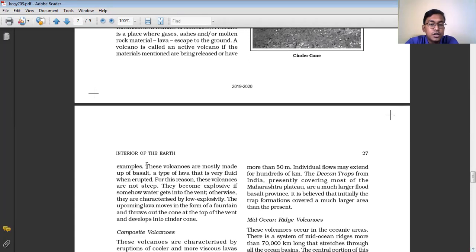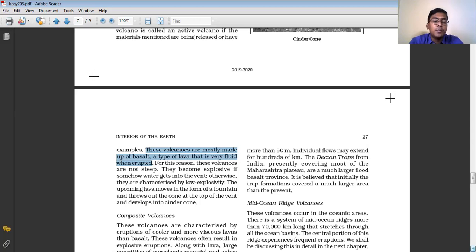These volcanoes are mostly made up of basalt, a type of lava that is very fluid when erupted. This kind of shield volcano is formed when the lava comes out, and this lava is formed by the melting of basalt rocks. The material is not so thick or dense. It is very fluid and liquid in nature, very light in density, so it can flow at a very fast rate and in different directions.